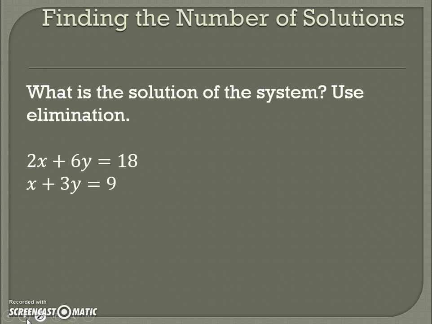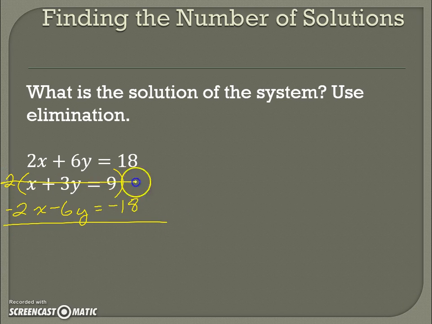Got one more thing. So finding the number of solutions says what is the solution of the system, use elimination. So if I'm looking here, I would multiply this one by -2, right? So I want -2x minus 6y equals -18. Now notice here, I'm ignoring this one right here because it's right here.